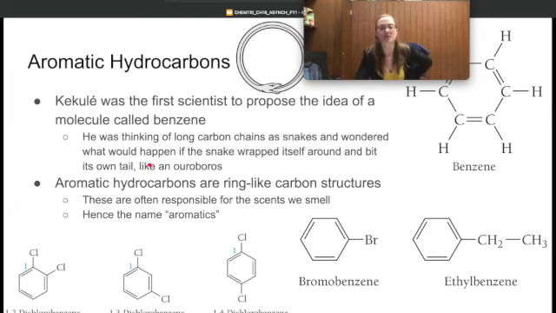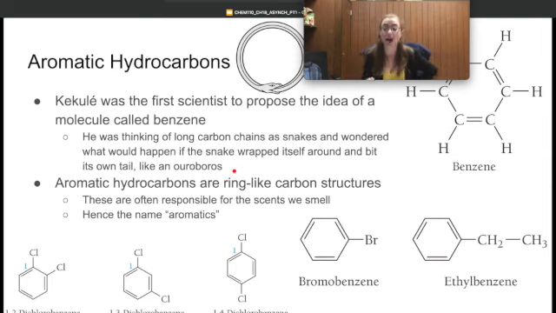So you may have thought about this before or heard of an Ouroboros. I have one pictured here, the snake biting its tail in perpetuity. So this was his inspiration for thinking of the cyclic structures of hydrocarbons that we now call aromatic hydrocarbons, and this molecule here called benzene that we'll talk a little bit more about in just a second because it's quite interesting. That being said, these aromatic carbons are ring-like carbon structures. So if it forms a ring, we're going to call it an aromatic carbon structure.